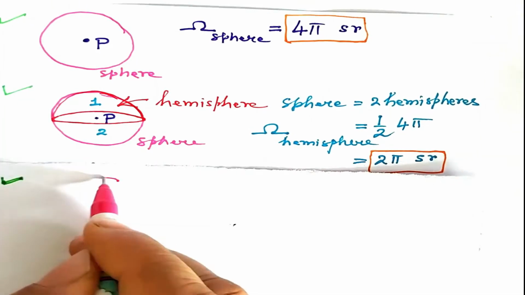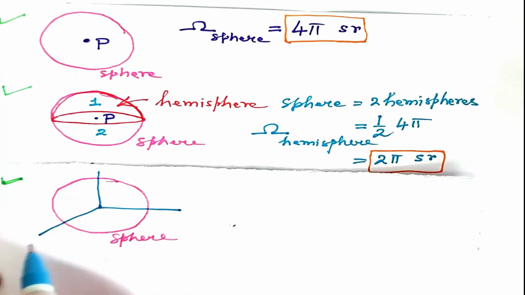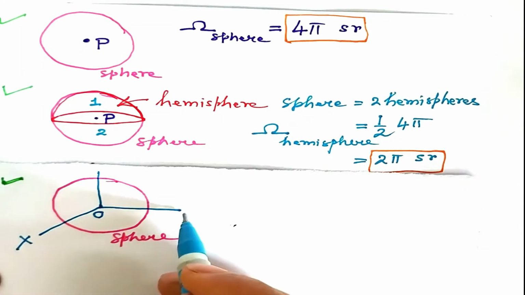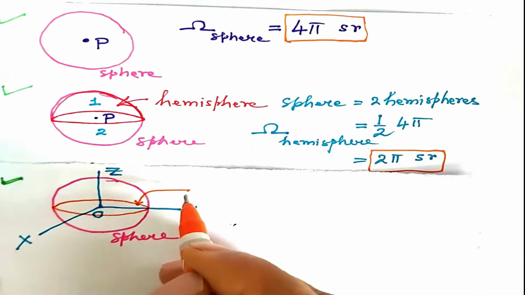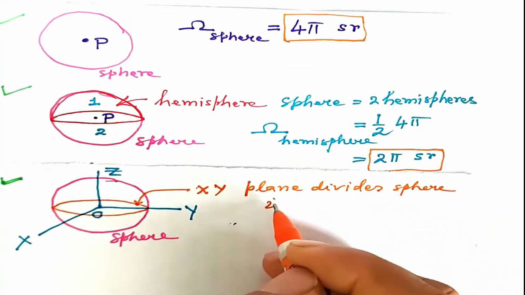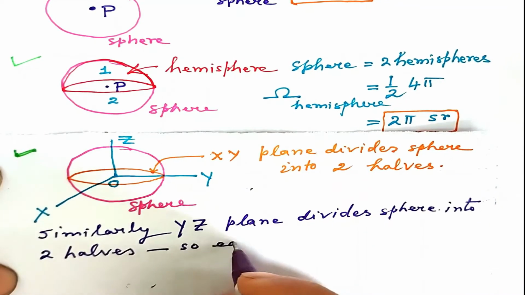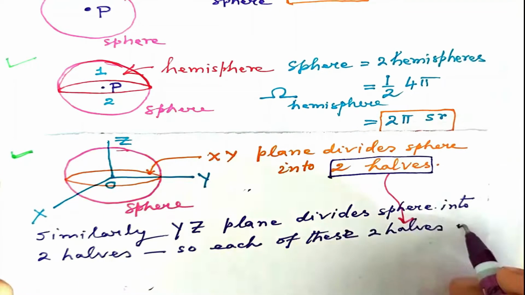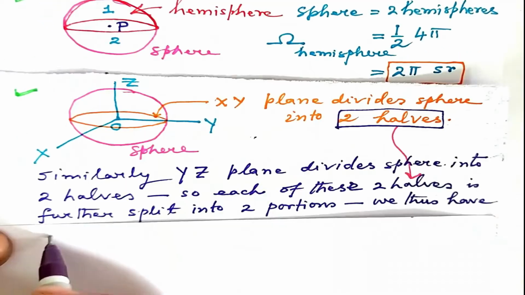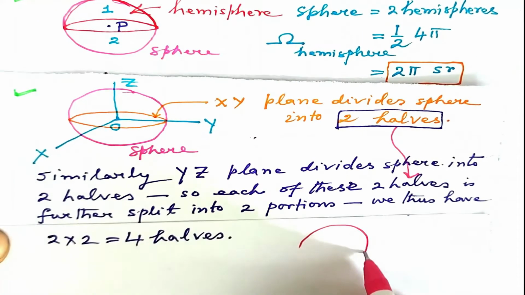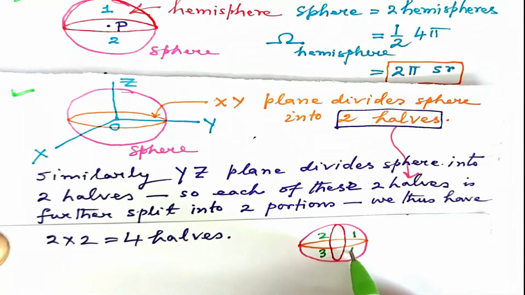Next part of the problem. Consider a sphere. These are the coordinate axes with center of sphere as origin. This is x-axis, this is y-axis, this is z-axis. This is the equatorial plane or the xy plane. This xy plane divides sphere into two halves. Similarly, yz plane divides sphere into two halves. So each of these two halves is further split into two portions. We thus have 2 into 2 equal to 4 halves. Let us show the 4 portions. This is 1, 2, 3 and 4.